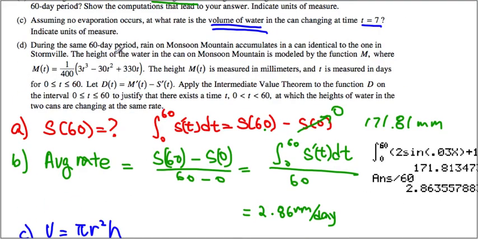Here we have during the 60-day period, we are looking at m of t is equal to this way. Now, we are looking at m of t in this particular way. Apply the intermediate value theorem to find the d that justifies the time where height of the water of the two cans are changing at the same rate. That means this one has to be equal to 0. So how can we do that?